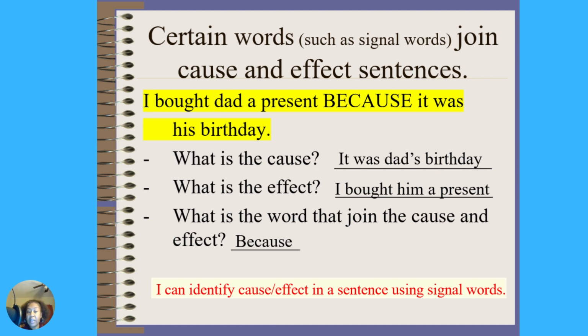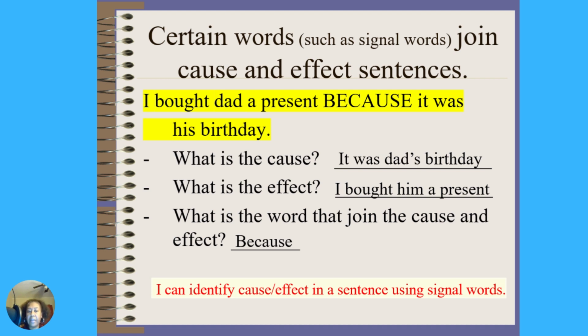In this particular sentence, I see the effect first. I bought Dad a present. Because many times we just don't buy Dad a present. It has to be some type of special occasion, right? So why did we buy Dad a present? Because it was his birthday. So it was his birthday happened first. That's the cause. Then I bought Dad a present.